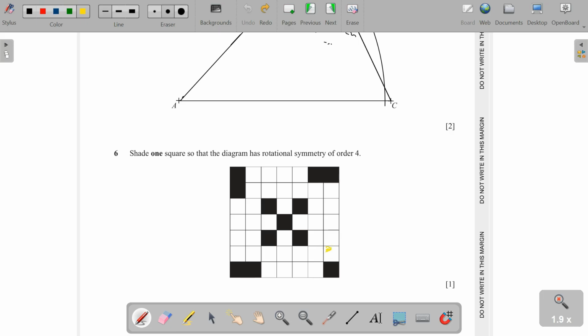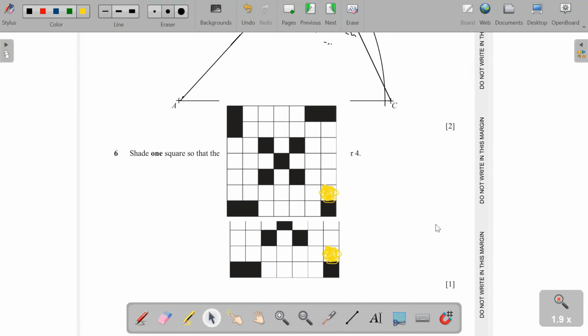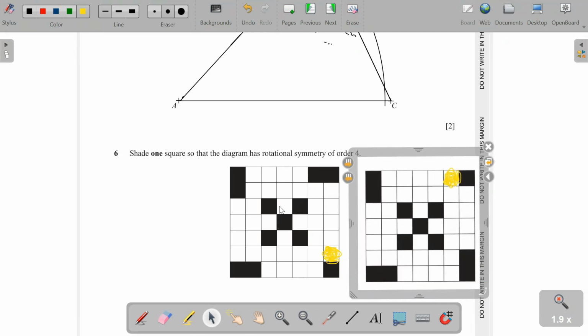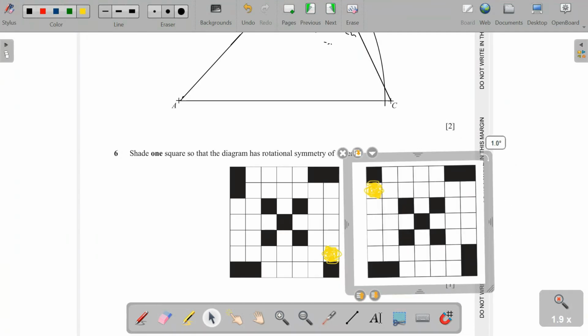If I shade this square, and then rotate this diagram by 90 degree, I will get the same diagram. If I rotate further 90 degree, I will get the same diagram. Then further 90 degree, I will get the same result. You can see that this is the same diagram with respect to the first diagram. Again, I will rotate 90 degree, I will have the same diagram. So in one rotation, I will have the same diagram 4 times.